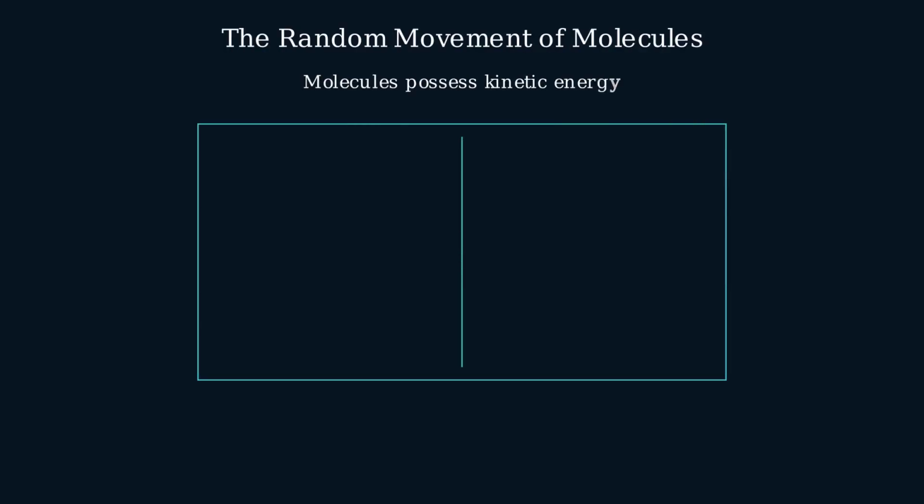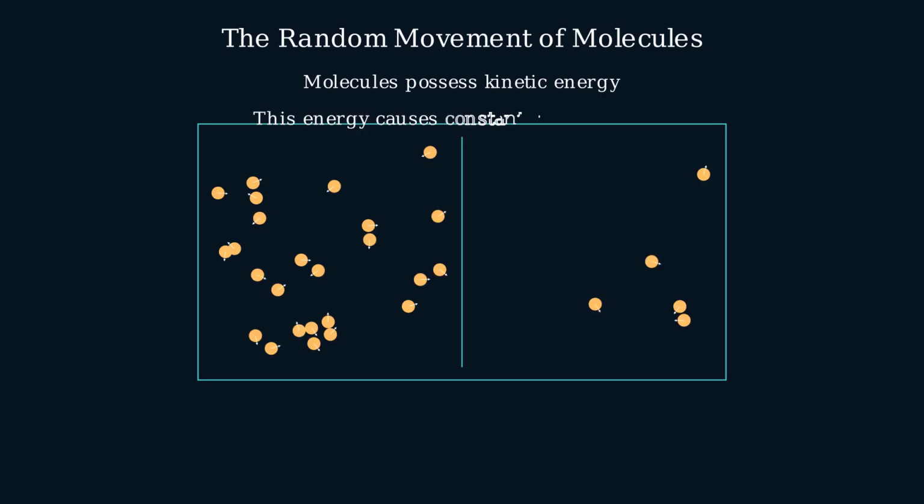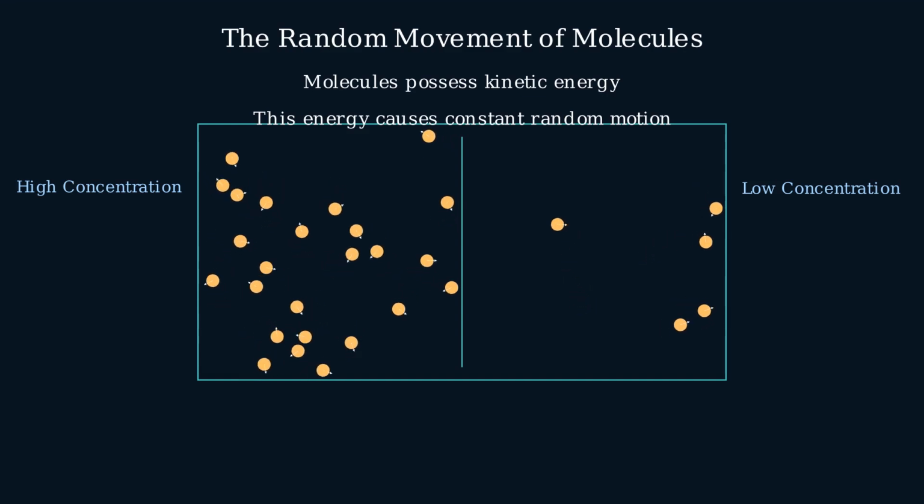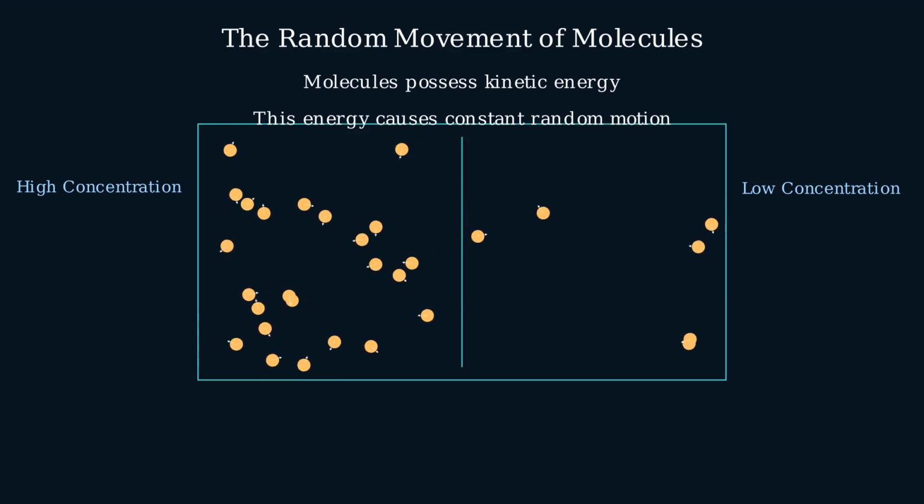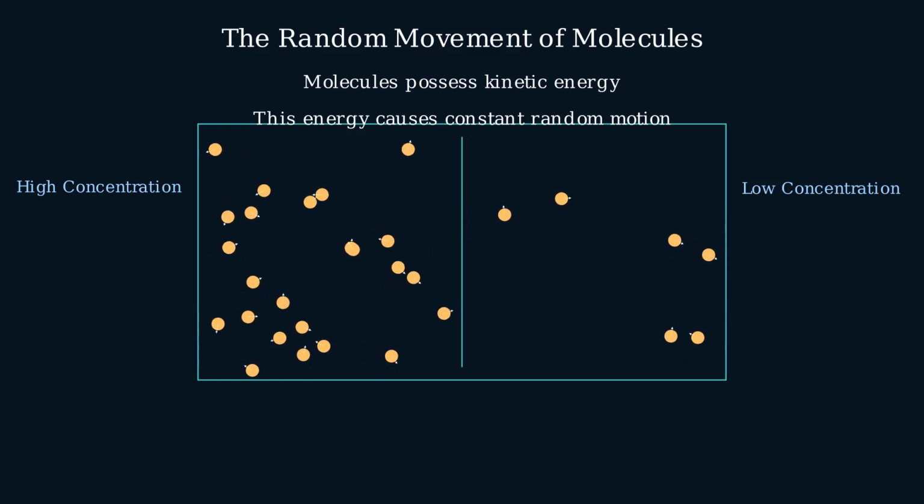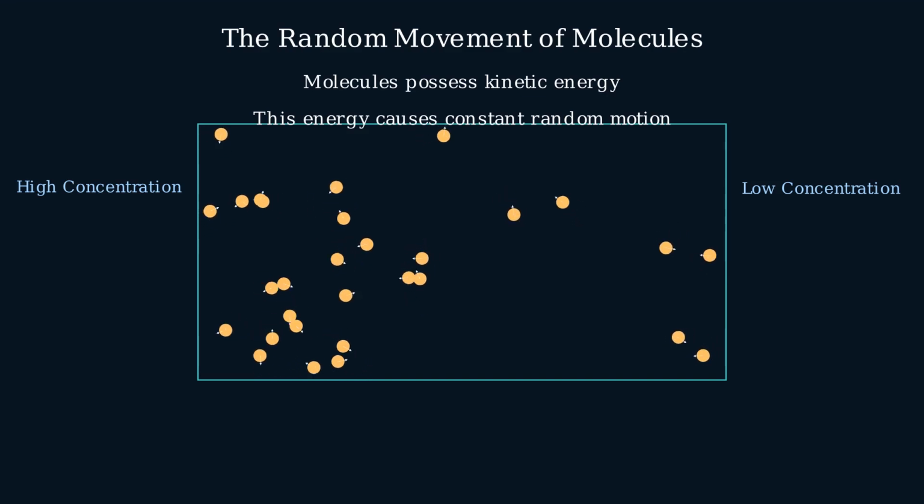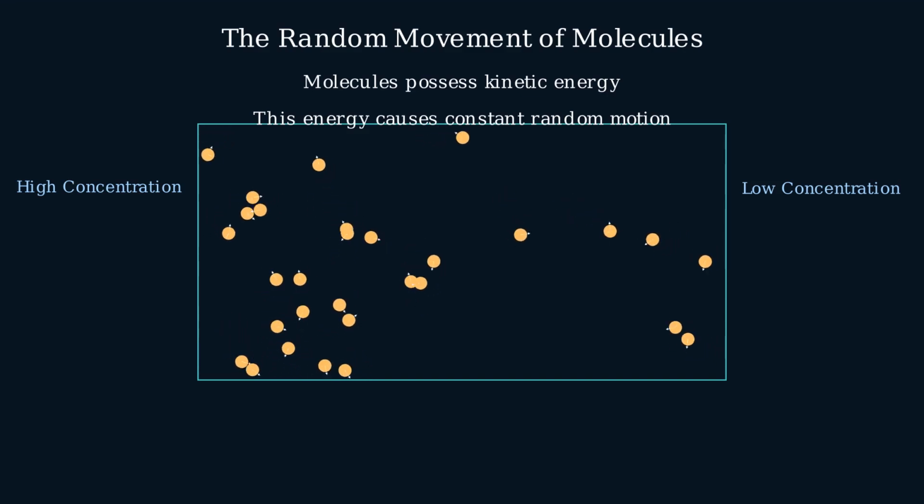Diffusion occurs because of the random movement of molecules. At the molecular level, all particles possess kinetic energy, causing them to be in constant motion. Let's visualize a chamber with a high concentration of molecules on one side and a low concentration on the other. The random motion of molecules causes them to move in unpredictable directions, continuously colliding with each other and their surroundings. As molecules move randomly, they naturally spread from areas of high concentration to areas of low concentration.